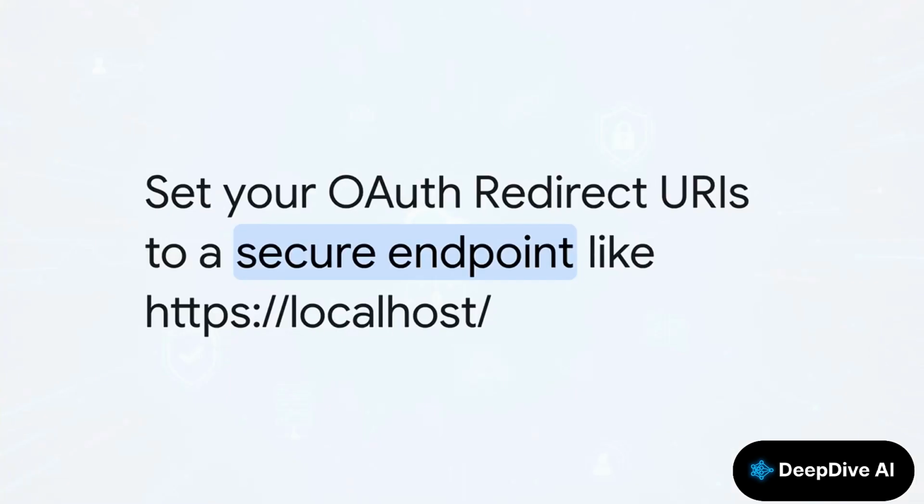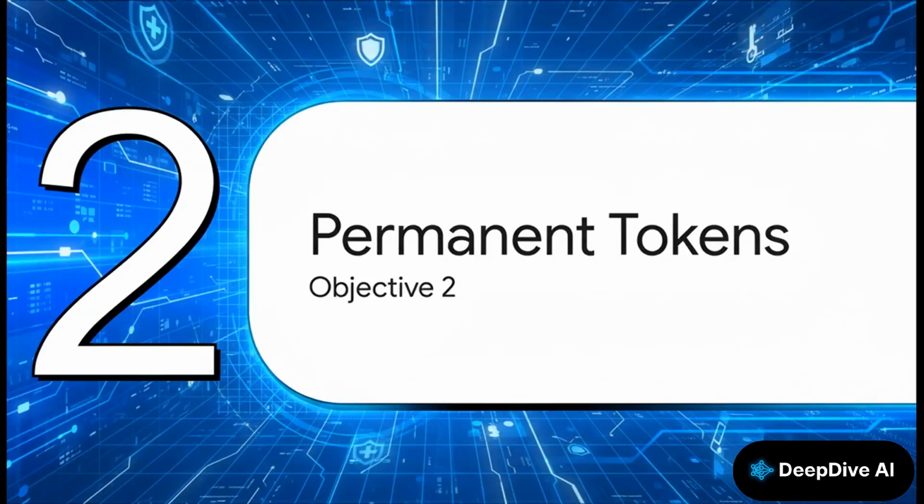Right after your app container is built, you're going to start adding products to it, like the Instagram Graph API. When you do this, you absolutely must set your OAuth redirect URIs to a secure local endpoint, specifically https://localhost. This is a crucial security step. It ensures that while you're testing and building things out, all those digital security handshakes are happening safely right on your own local machine. Moving on to Objective 2, unlocking permanent access tokens.